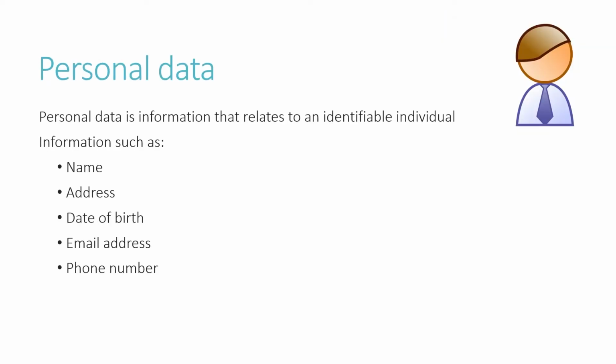So what is meant by personal data, personal information? This is any information that relates to an individual, and it must be an individual that is identifiable through that information, such as their name, their address, date of birth. There are loads of pieces of information that can be personal data. These are just some examples.